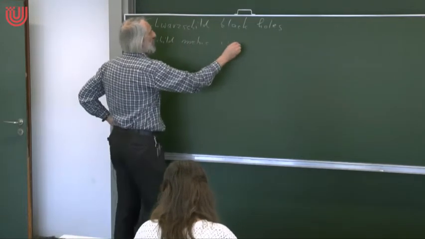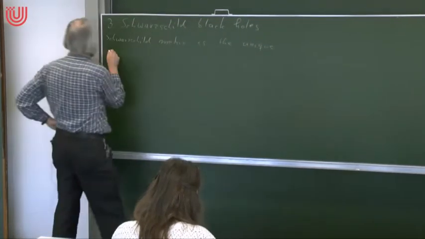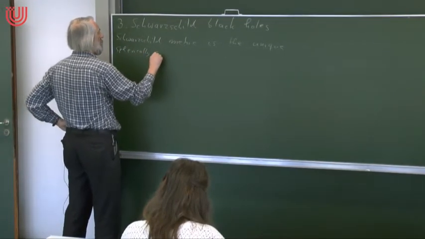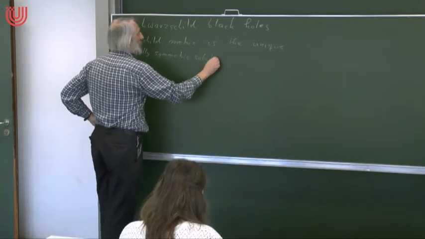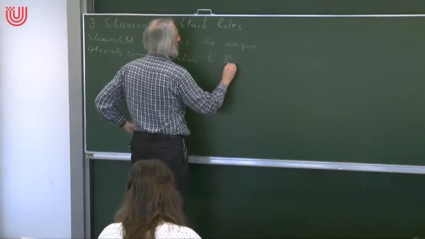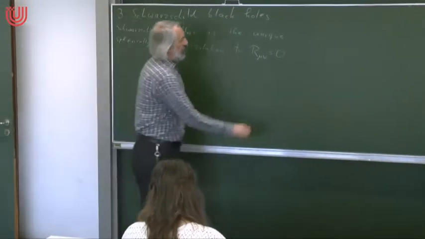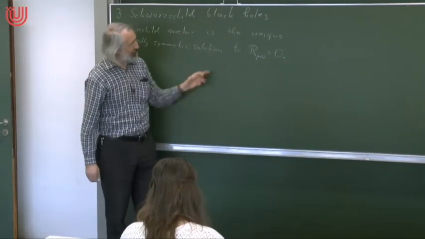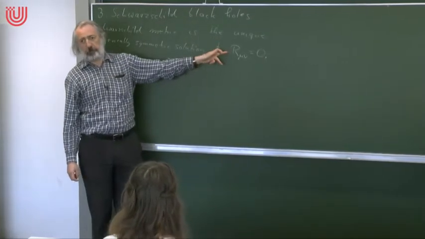is a unique, and that's an important thing, the unique solution. It's a unique spherically symmetric solution to Einstein's vacuum equation without a cosmological constant. This means to the equation R_μν = 0, which looks harmless, but it is far from being harmless. So what is hidden in this short formula is a system of 10 coupled differential equations.